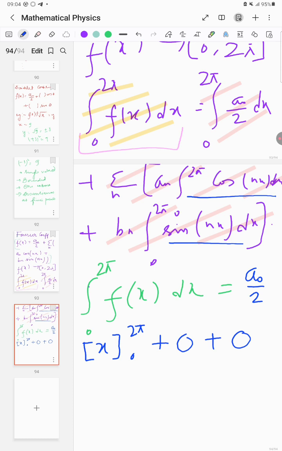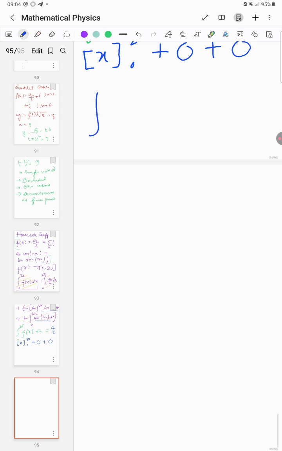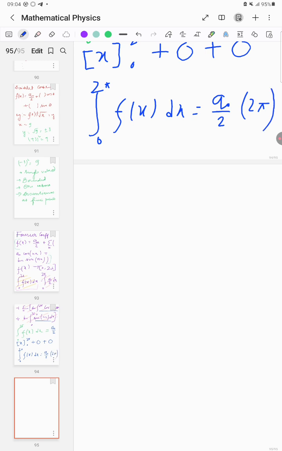Now, what this equation changes into is, we can say that the integration from 0 to 2 pi of f of x dx is equal to a naught by 2 times 2 pi, because if we put the upper limit minus the lower limit, that is 2 pi minus 0, it is 2 pi, right?